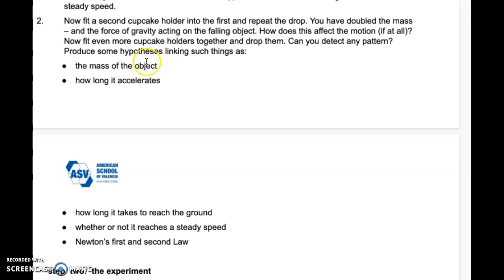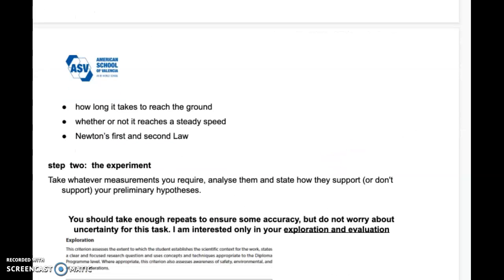Think about hypotheses considering the mass of the object. What happens when the mass increases? What happens to its acceleration? How long does it take to reach the ground? Whether or not it actually reaches a steady speed. And think about Newton's first and second law.